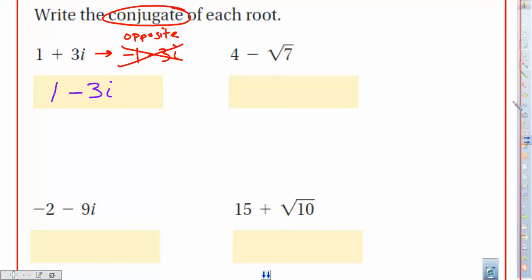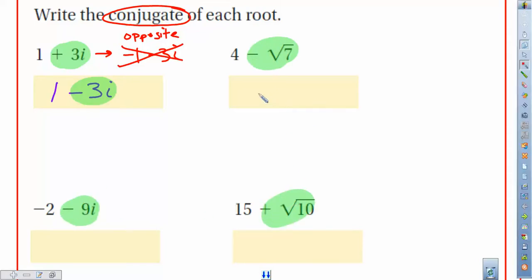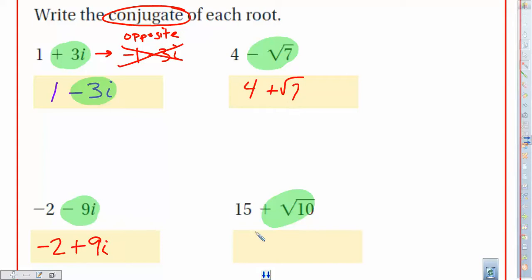And what a conjugate is, it's only the opposite of either the radical, the irrational portion, or the imaginary portion. That's it, okay? So you leave that first part alone. These are the only ones that we're going to change to the opposite. So, the conjugate of this one over here, 4 plus the square root of 7. Here we'd have negative 2 plus 9i. And then over here, keep the 15, but now it's minus the square root of 10. Okay, so that's how conjugates work. And you can't have one without the other.